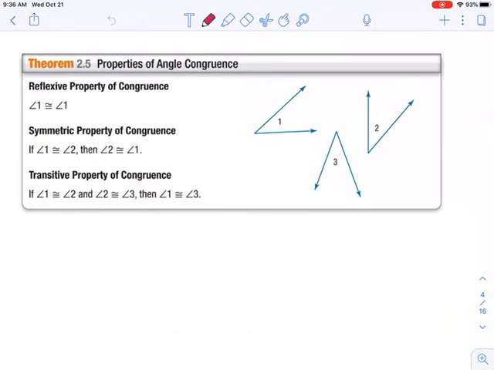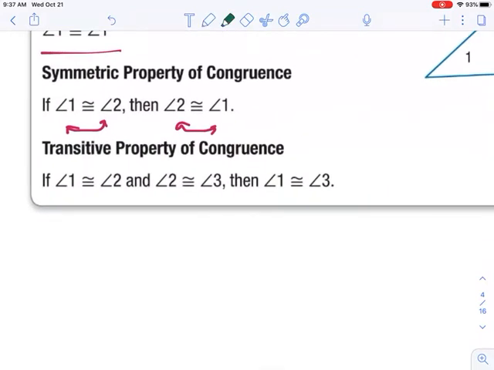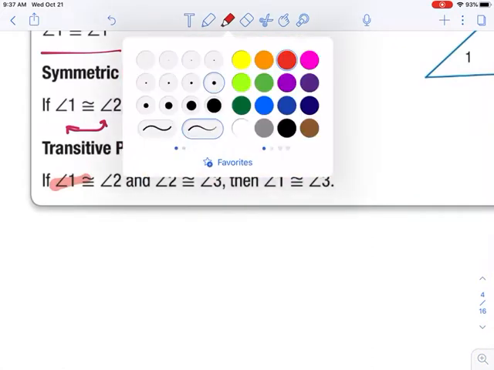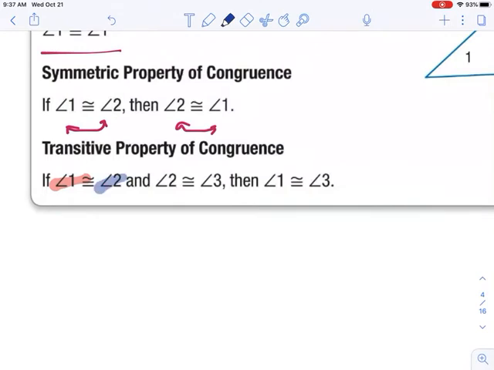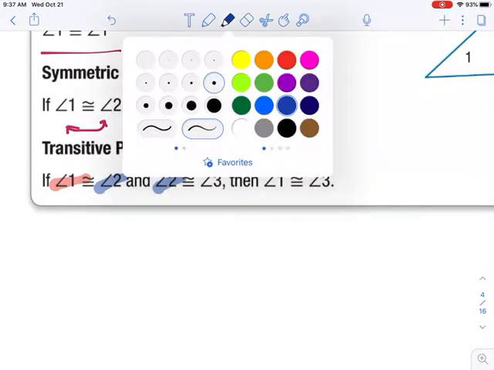All right. The properties of angle congruence: reflexive, symmetric, and transitive. Reflexive obviously says all angles are equal to themselves. Symmetric, again, that's to switch it. Doesn't matter what side is which. If they're congruent, they're congruent. Doesn't matter which one comes first, which one comes second.